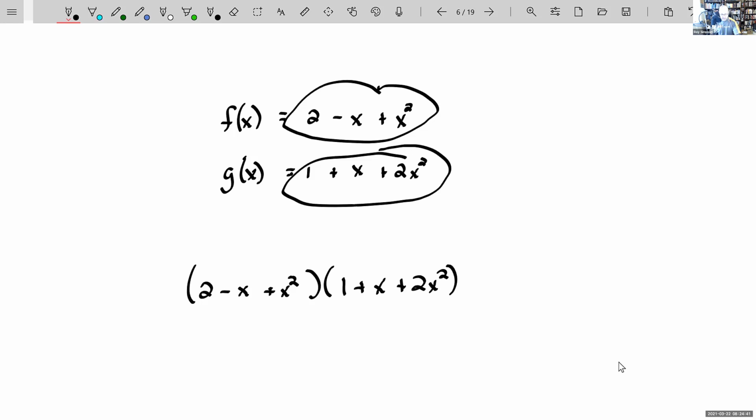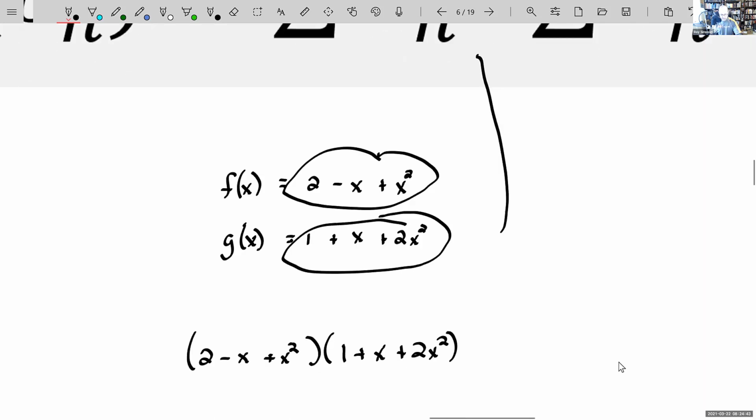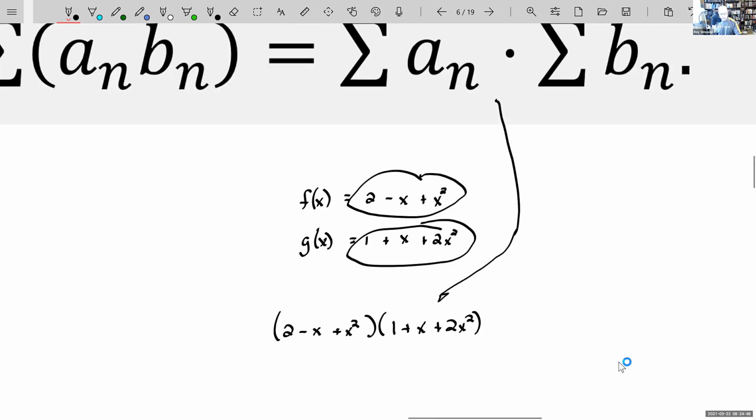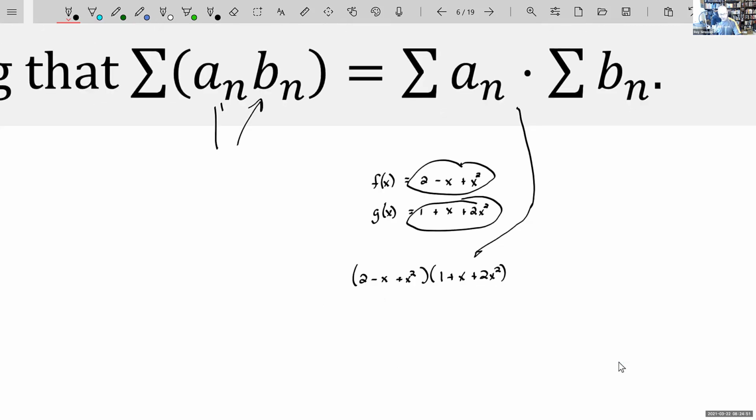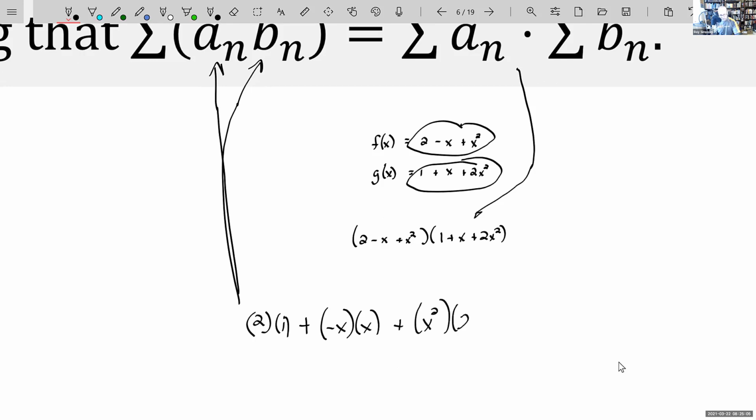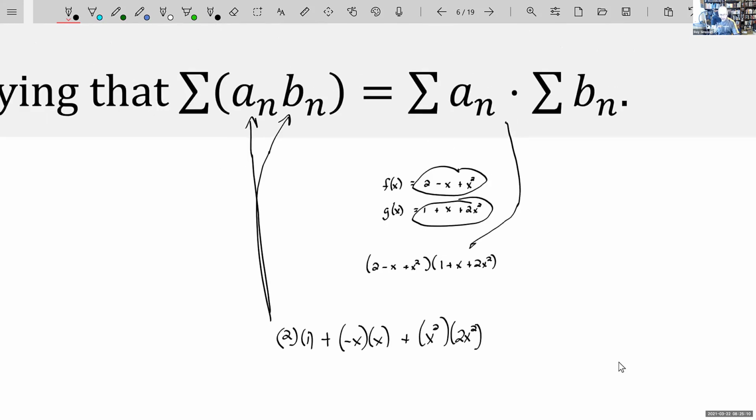That's what this would be. And that would be a big distribution process. Versus multiplying their common terms. So this would be like this: 2 times 1 plus a negative x times x plus x squared times 2x squared. Notice that is much simpler, but totally wrong. These are not the same statements. Totally not the same statements. So just a heads up.